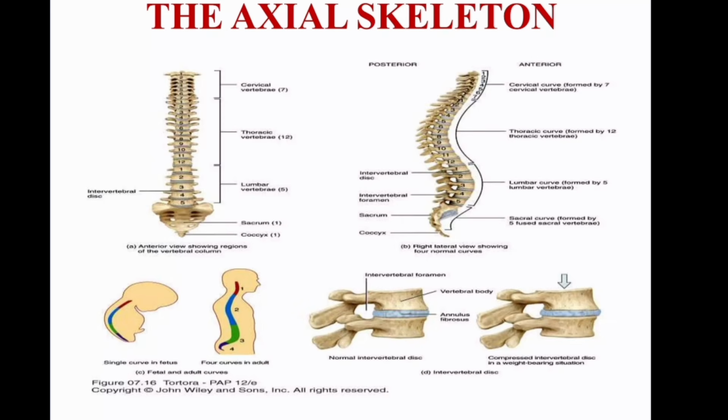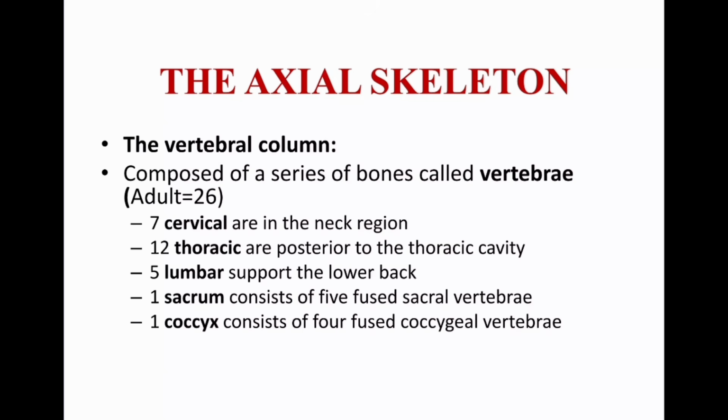So this is the diagram of the vertebral column. The next is the vertebrae. The column is composed of a series of bones called vertebrae. In adults we have 26 bones in the vertebral column: 7 cervical, 12 thoracic, 5 lumbar, 1 sacrum and 1 coccyx.